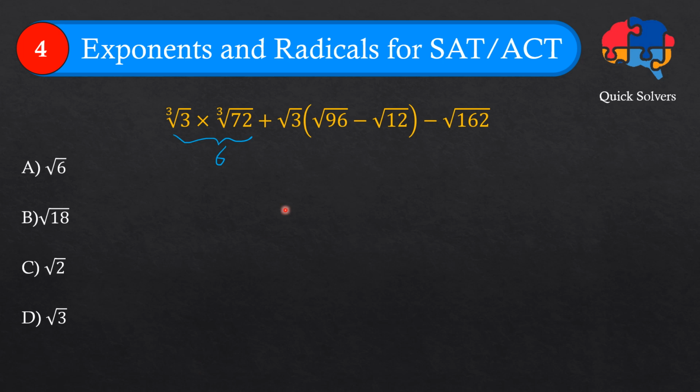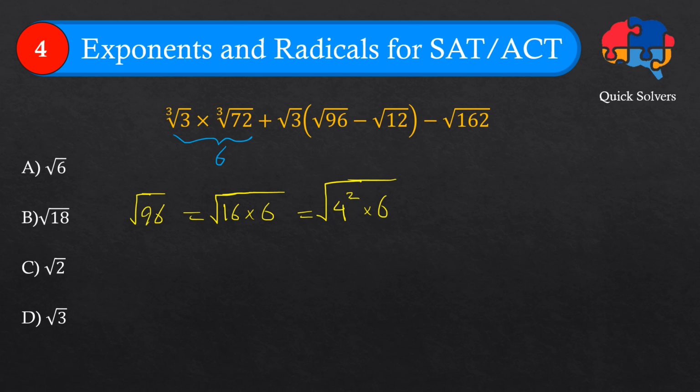Now let's focus on this. I start with this one, square root of 96. To save space, I can write it here. I can rewrite this as square root of 16 times 6. And you know that I can rewrite 16 as 4 to the power of 2, so 4 to the power of 2 times 6.